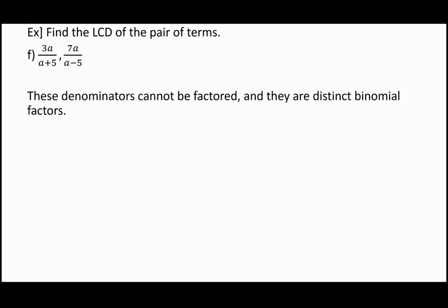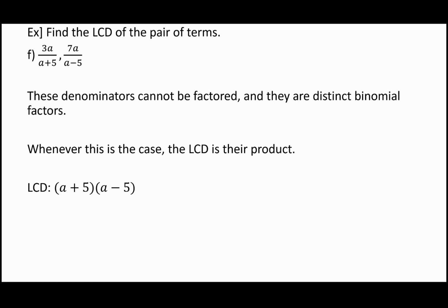Now, let's do another one with some binomial factors for fractions. These denominators cannot be factored. I'm talking about the a plus 5, a minus 5. They're already as simplified as they can get, and they're distinct binomial factors. So that means that their LCD is just going to be their product. Simple as that. Don't FOIL them out or do anything crazy like that. Leave them in their factored form. That's the way you're going to want to use them when you actually have to add or subtract some rational expressions that have those binomial factors as their denominators.